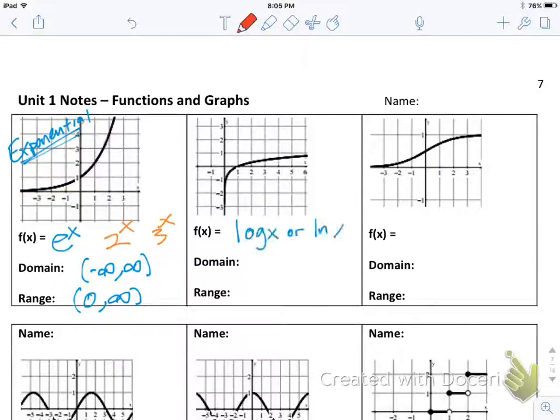We're going to go next to logarithmic. We can do log of x, which is base 10, or ln of x, which is base e. We'll elaborate on that later. You may remember.